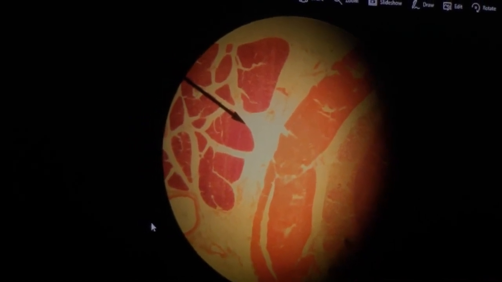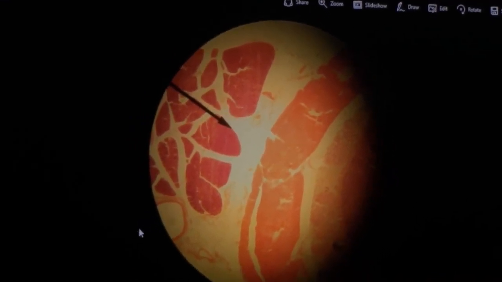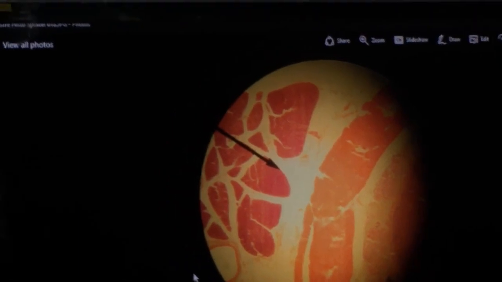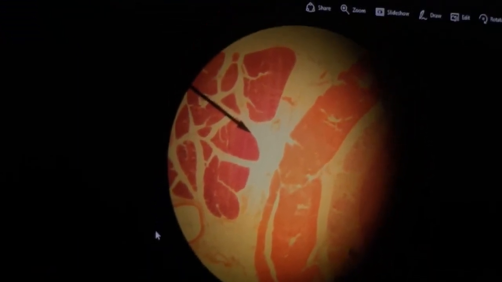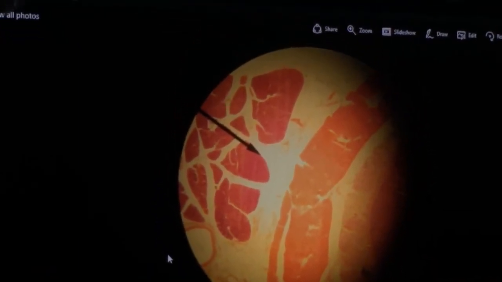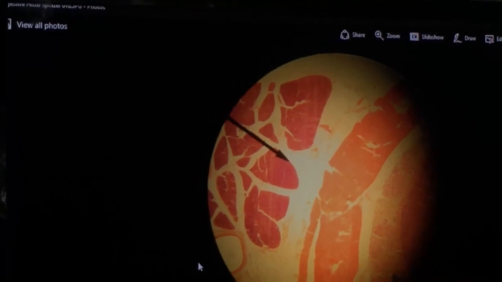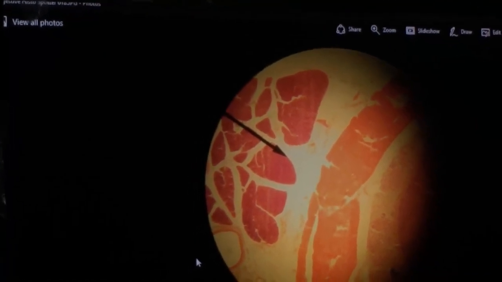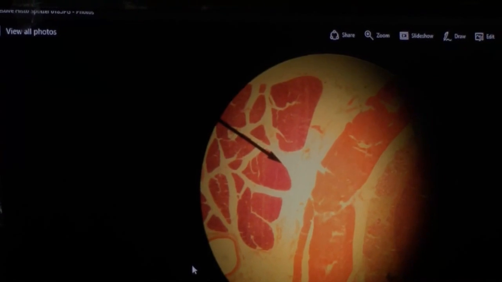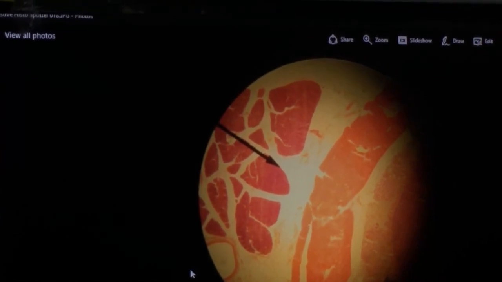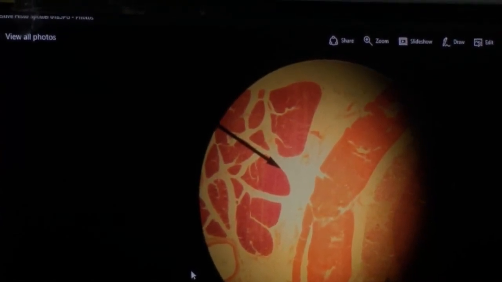Yeah. Okay, that's the Brunner's gland, and that's the pancreas over there. That makes perfect sense. Doesn't the esophagus have some mucosal glands? Okay, good. But the esophagus is not related to the pancreas.